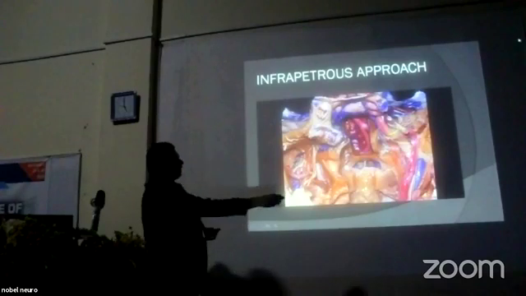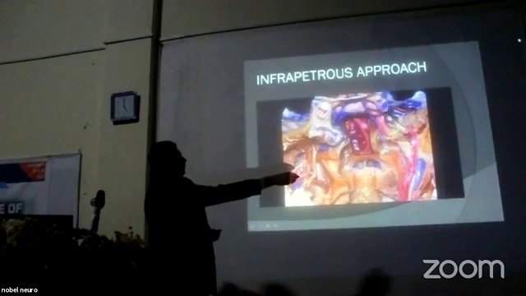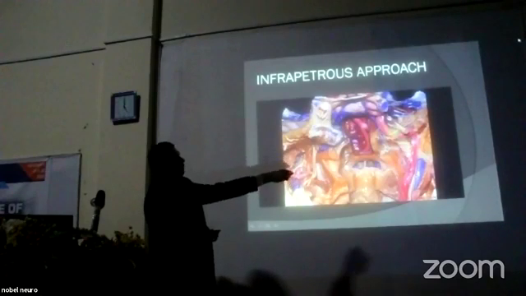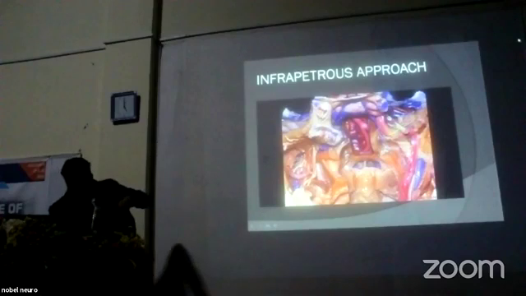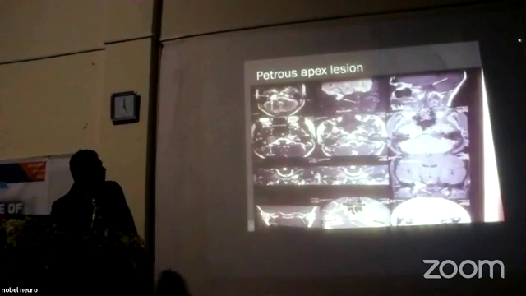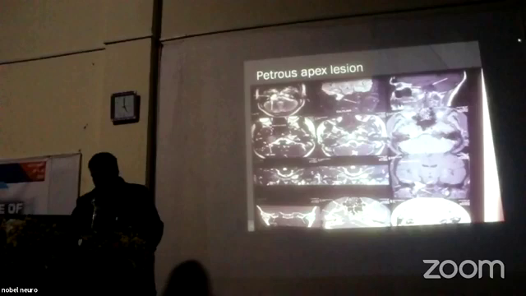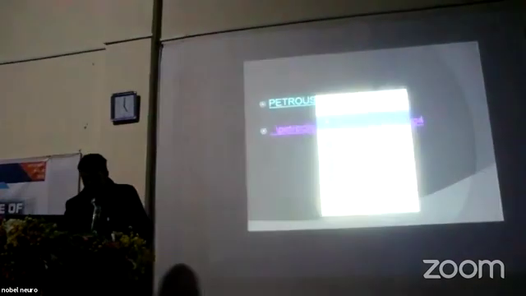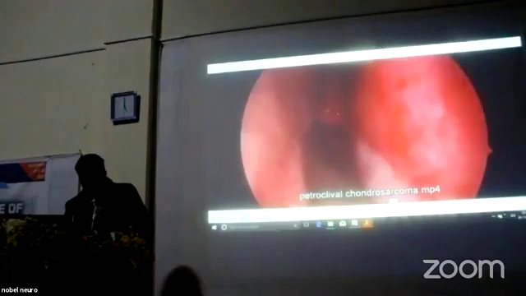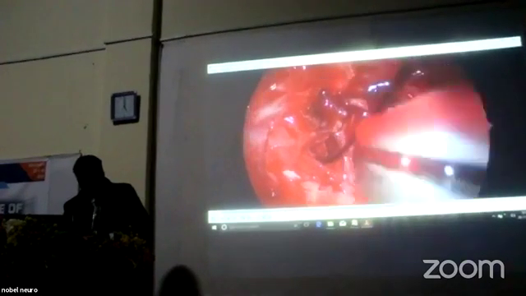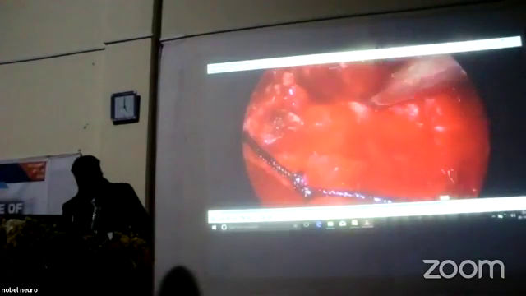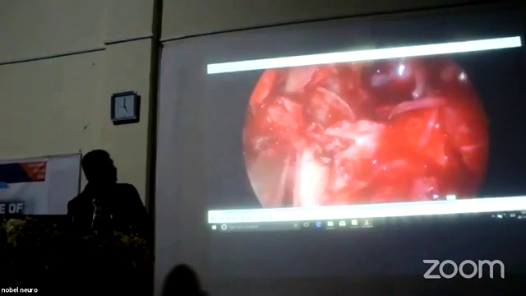So now we are going to remove a tumor in the petrous apex here, below the level of the horizontal petrous carotid artery. This is the parapharyngeal carotid or the C7 carotid. This is the C6 or the horizontal petrous carotid. This is the paraclival or the C5 carotid. So this is the lesion in the petrous apex.